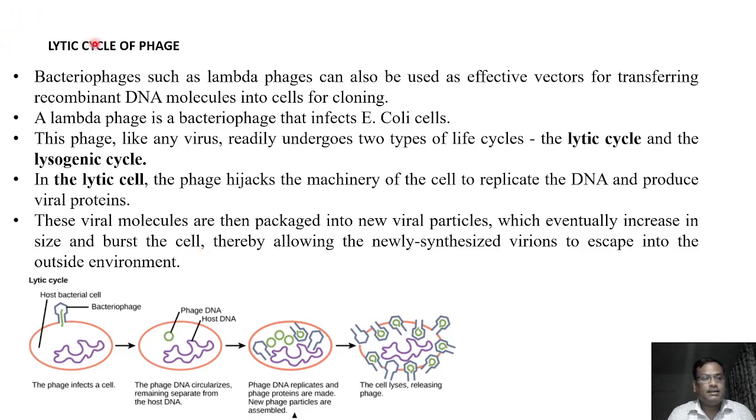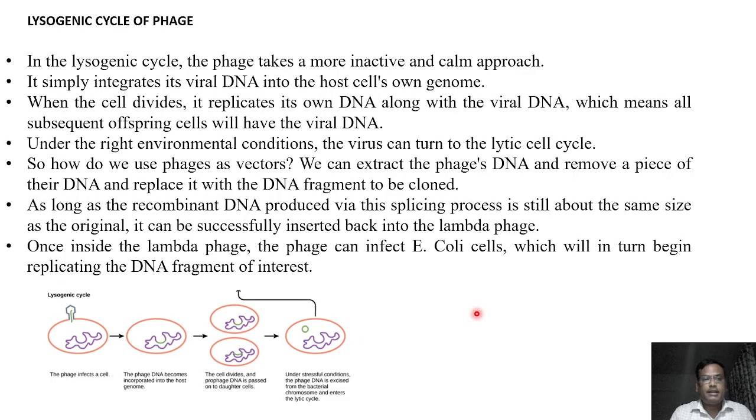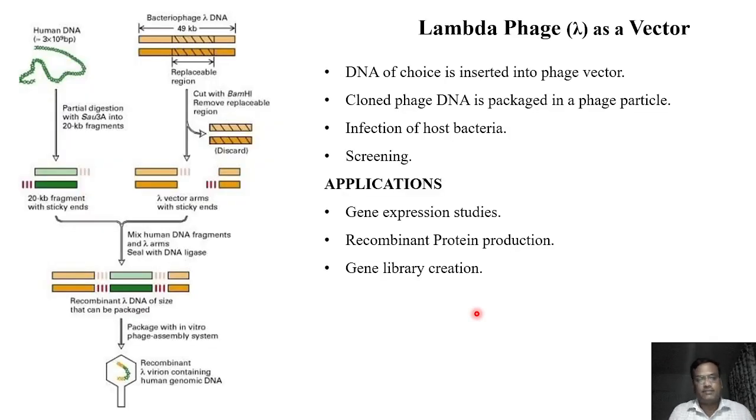Bacteriophage, the lytic cycle, I already explained it, so there is no need to repeat, I think. And this is the lysogenic cycle, right? So that's about the lysogenic cycle and the lytic cycle of the lambda phage. So lambda phage is a suitable vector because the cloned phage DNA is packed in a phage particle, infection of host bacteria, and screening. I already told you about this. So the DNA of our interest can be cloned in the lambda phage, right?